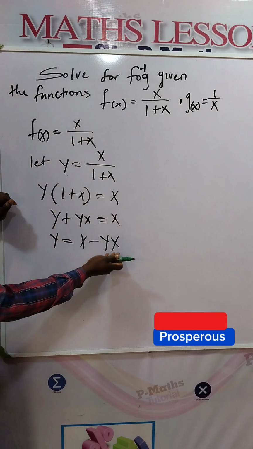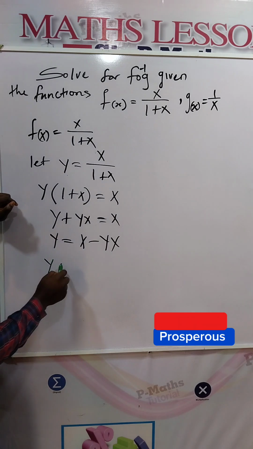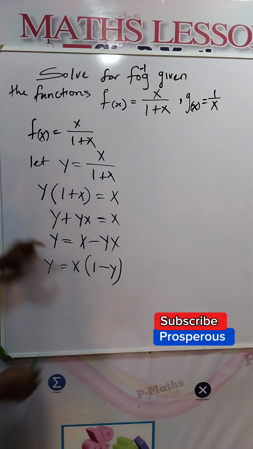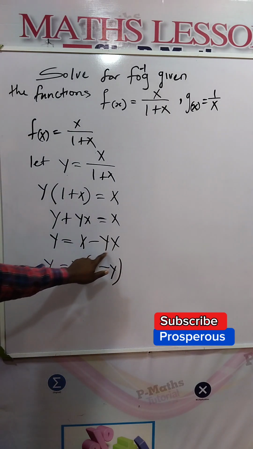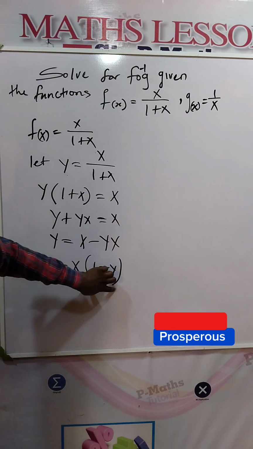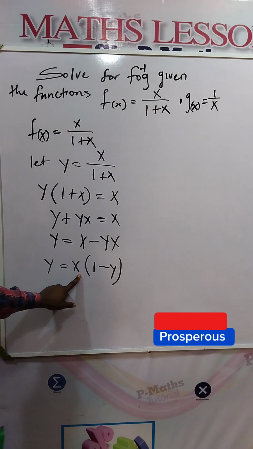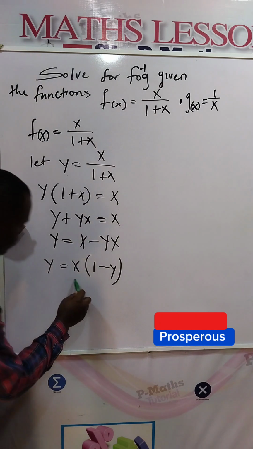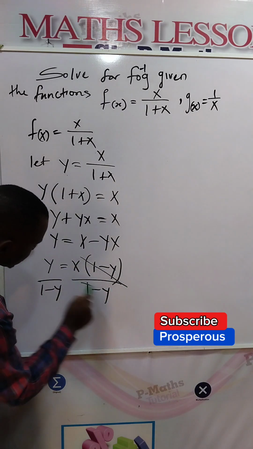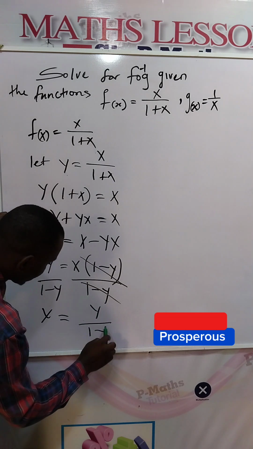Now factorize in terms of x. x is common here and here. I'll have y equals x into 1 minus y. I have factorized the value of x here. So next, let's divide both sides by the bracket so that x will stay alone. Remember that I said if you are able to make x the subject, you solve for the inverse function. So we now have 1 minus y here, 1 minus y. This cancels this. So x is equal to y over 1 minus y.